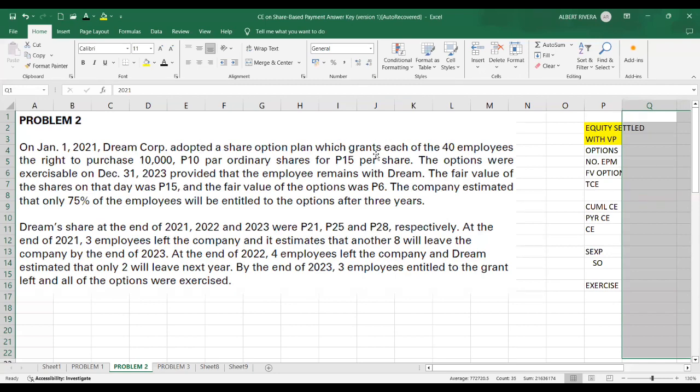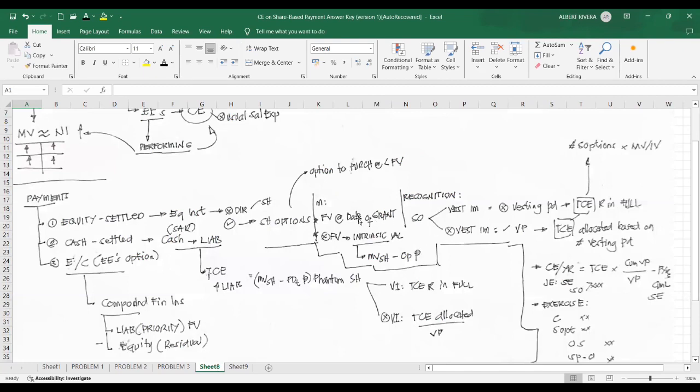Okay? The options were exercisable on December 31, 2023, provided that the employee remains with Dream. So if that is 2023, December, so the vesting period will run from 2021 to 2023, and that is equivalent to 3 years. Okay? The fair value of the shares was 15, and the fair value of the option was 6. So what we need here is the fair value of the option. Ito yun, no? The fair value of the option at the date of grant. Okay?